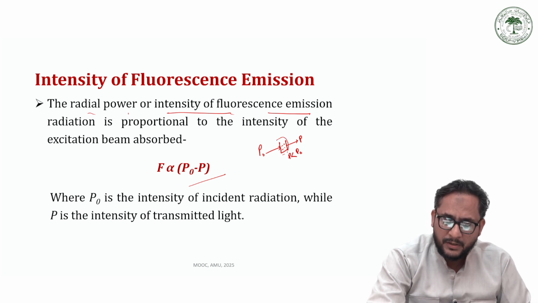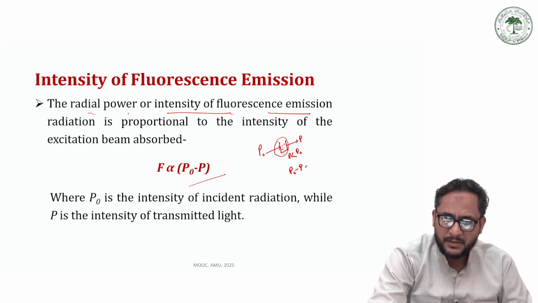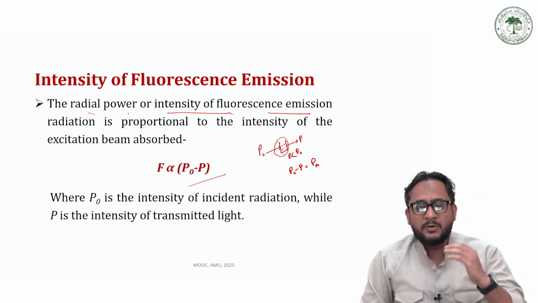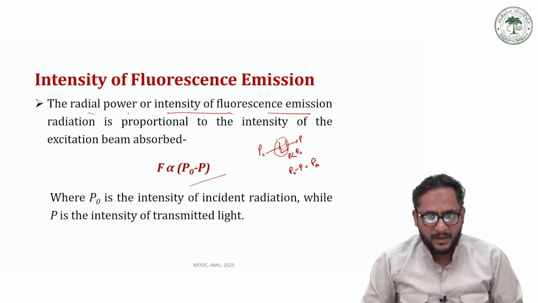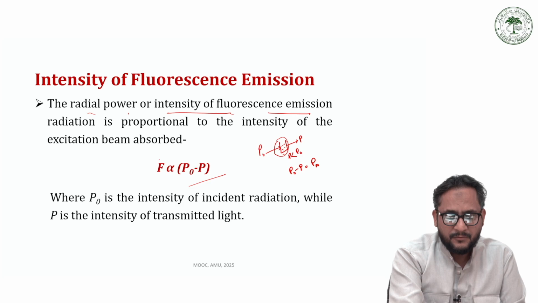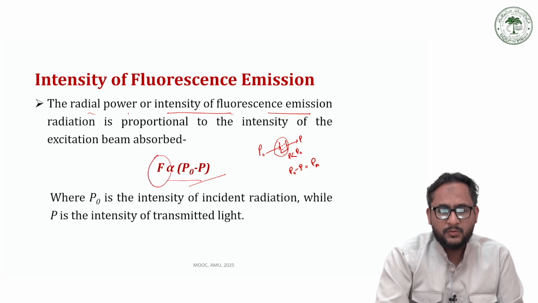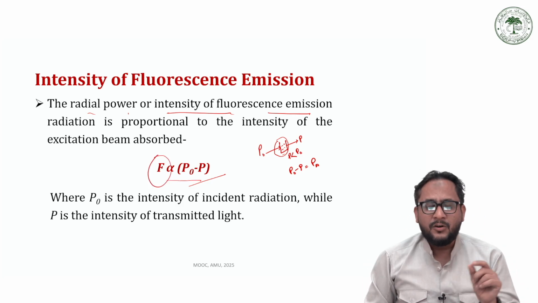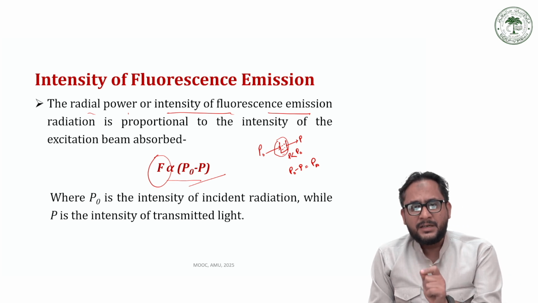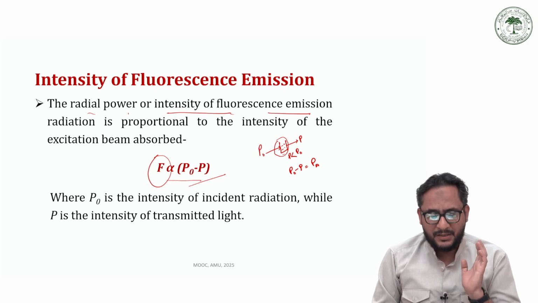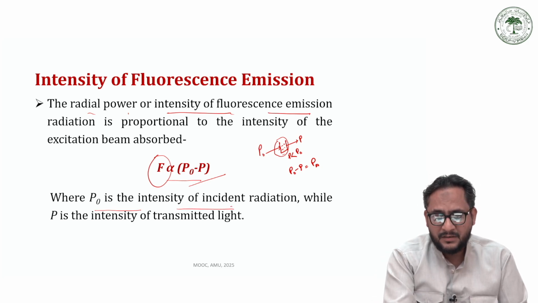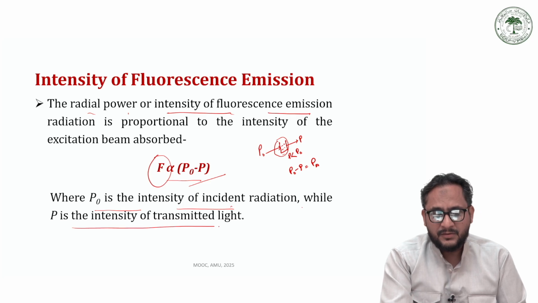Now in order to calculate the amount of light absorbed, we can use P naught minus P. So P naught minus P gives us the amount of light absorbed, or the amount of power that is being transferred to the electron by the absorption of that particular light radiation. So we can say that the fluorescence intensity is proportional to the difference between the intensity of the incident light and the transmitted light, because this difference gives us the amount of light absorbed for excitation. P naught is the intensity of incident radiation, while P is the intensity of transmitted light.